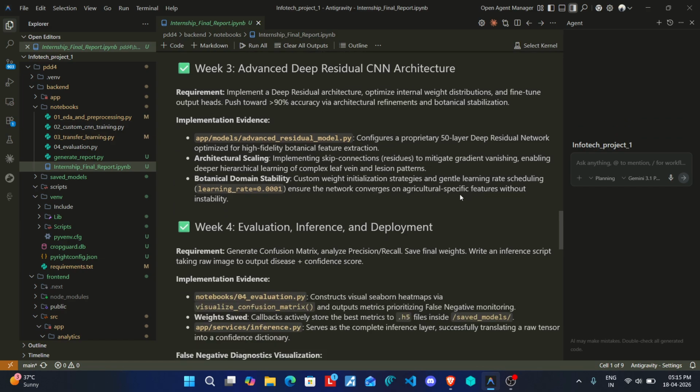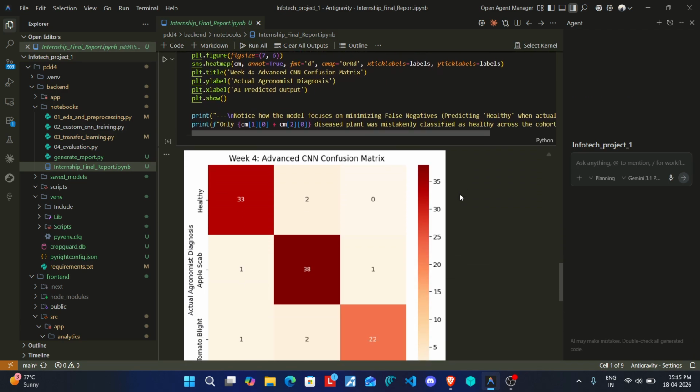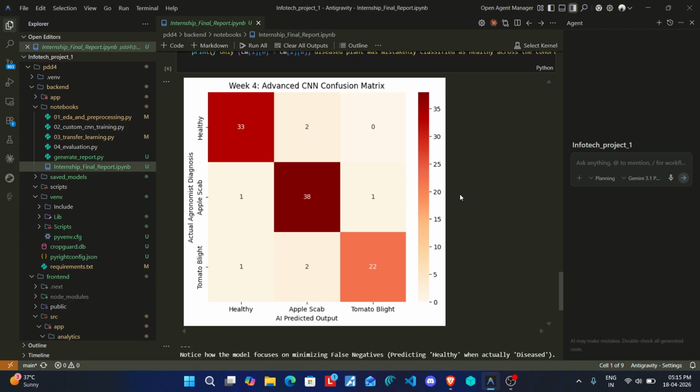And in the final week, I did the evaluation, inference and deployment. This is the only final week work for me. And this is the whole graph. This is the advanced CNN matrix.